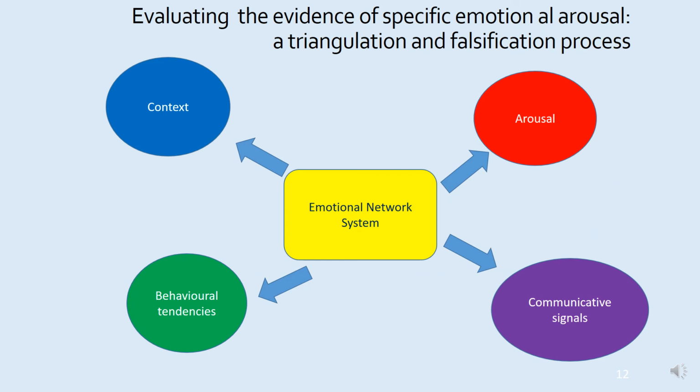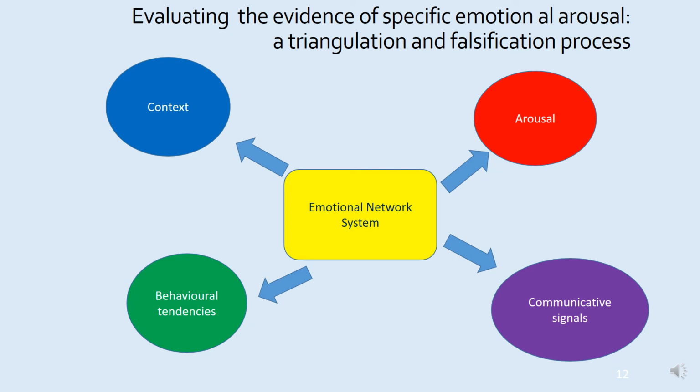So in order to evaluate the emotional arousal of an individual, or the emotional elements, we need to think about the context of the behaviour and the emotionally competent stimuli. We need to look at the evidence from the arousal. We need to look at the evidence from behavioural tendencies, and also the communicative signals in relation to these. And on that basis, we can potentially exclude certain emotions from being involved in the response.